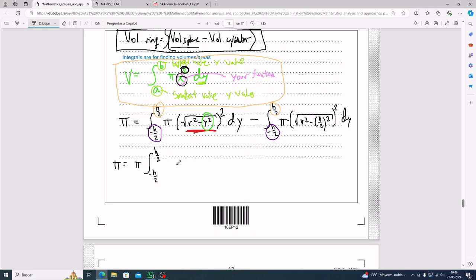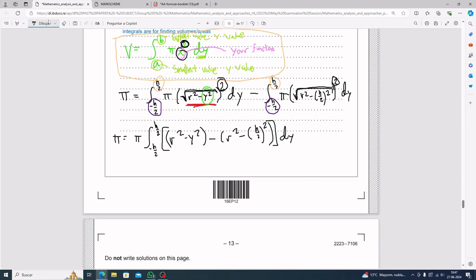And here, on the one hand, this squared with the square roots makes you end up with, quite simply, r squared minus y squared, right? Minus, well, this squared affecting this square root, minus r squared minus h divided by 2 squared. So all of this with respect to dy.